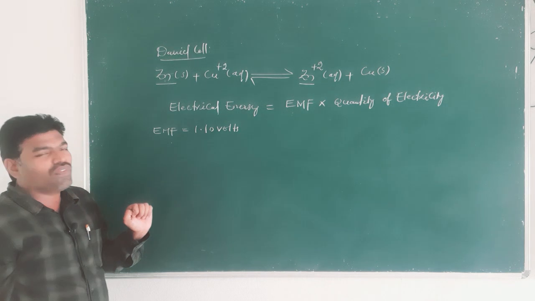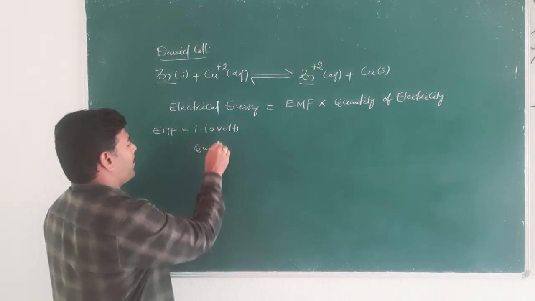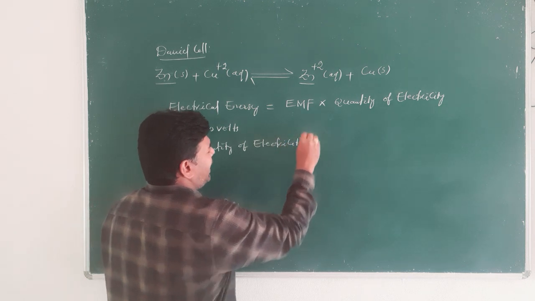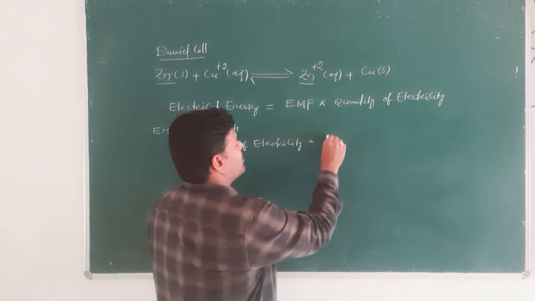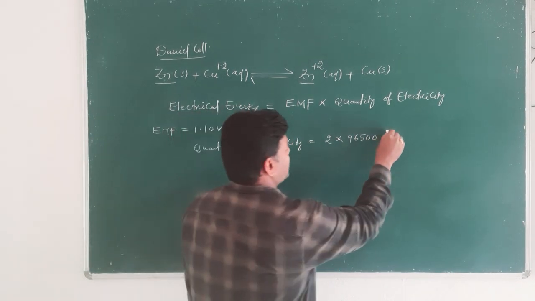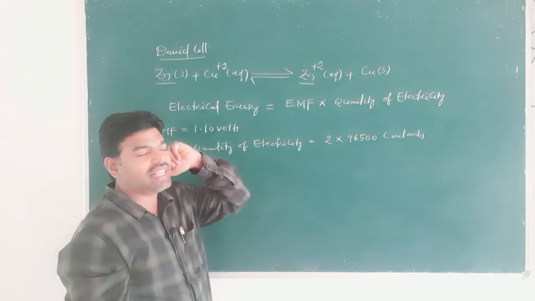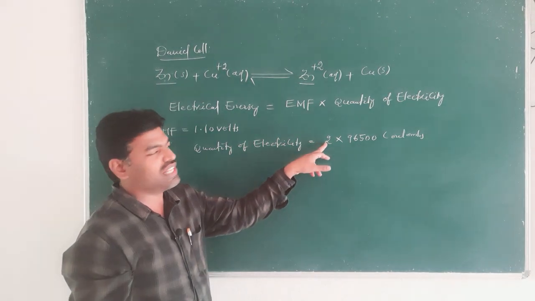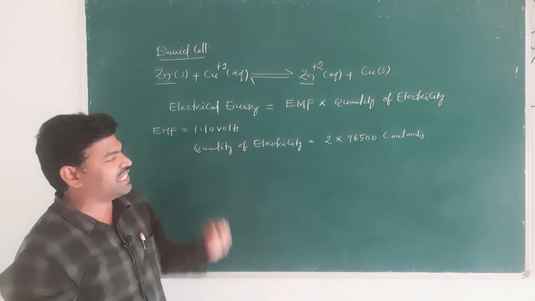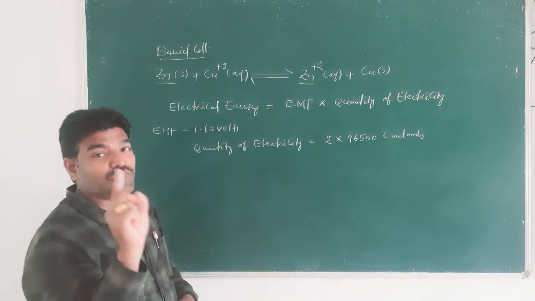So the quantity of electricity according to Faraday's second law is the number of electrons into 96,500 coulombs. This is the quantity of electricity that passes through the Daniell cell according to Faraday's second law. So we came to know the quantity of electricity, and if we multiply it with the EMF, we get the electrical energy produced in the Daniell cell.